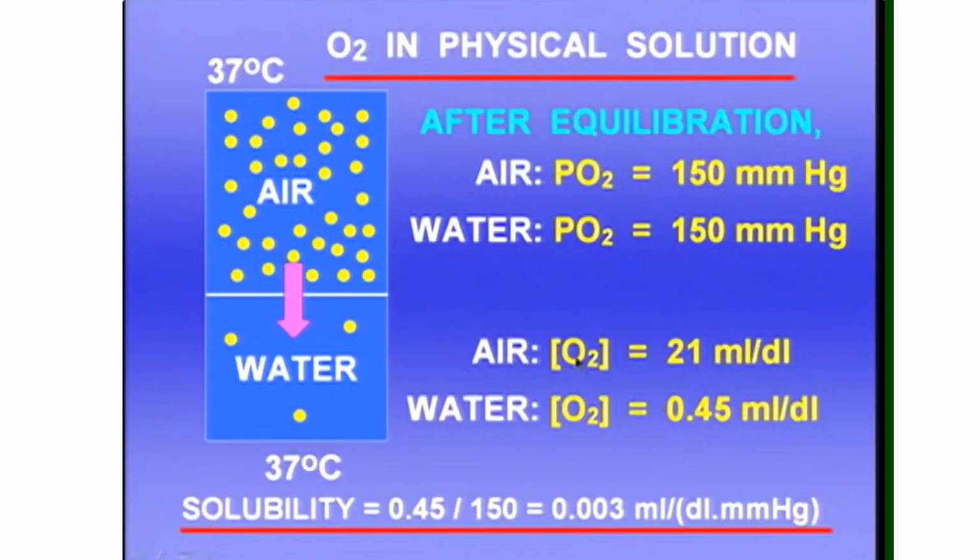Now we saw that the concentration of oxygen in air is 21 mils per deciliter. What about the concentration of the oxygen in the liquid? Well, it's very much less. And that, of course, is because the solubility of oxygen in water is relatively low. In fact, the solubility is shown down here as 0.003 mils per deciliter per millimeter of mercury. And so the amount of oxygen at a PO2 of 150 is going to be 150 times 0.003, and that comes to 0.45 mils per deciliter. Okay, so that's oxygen in physical solution.